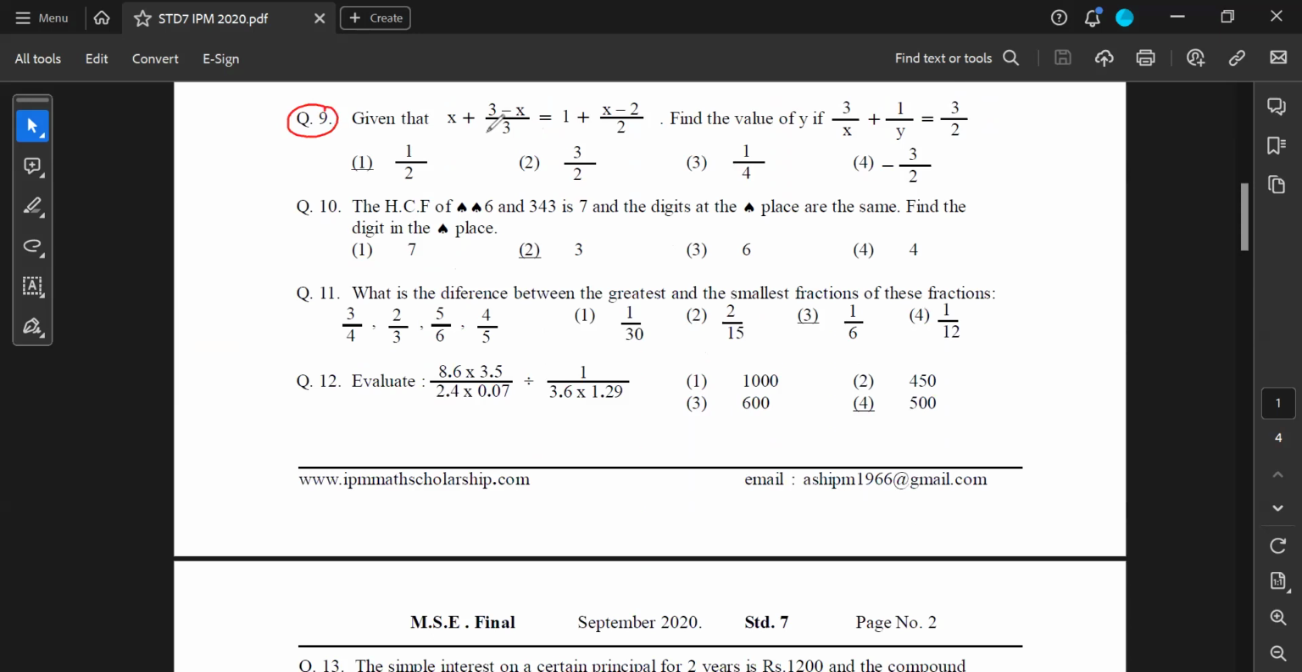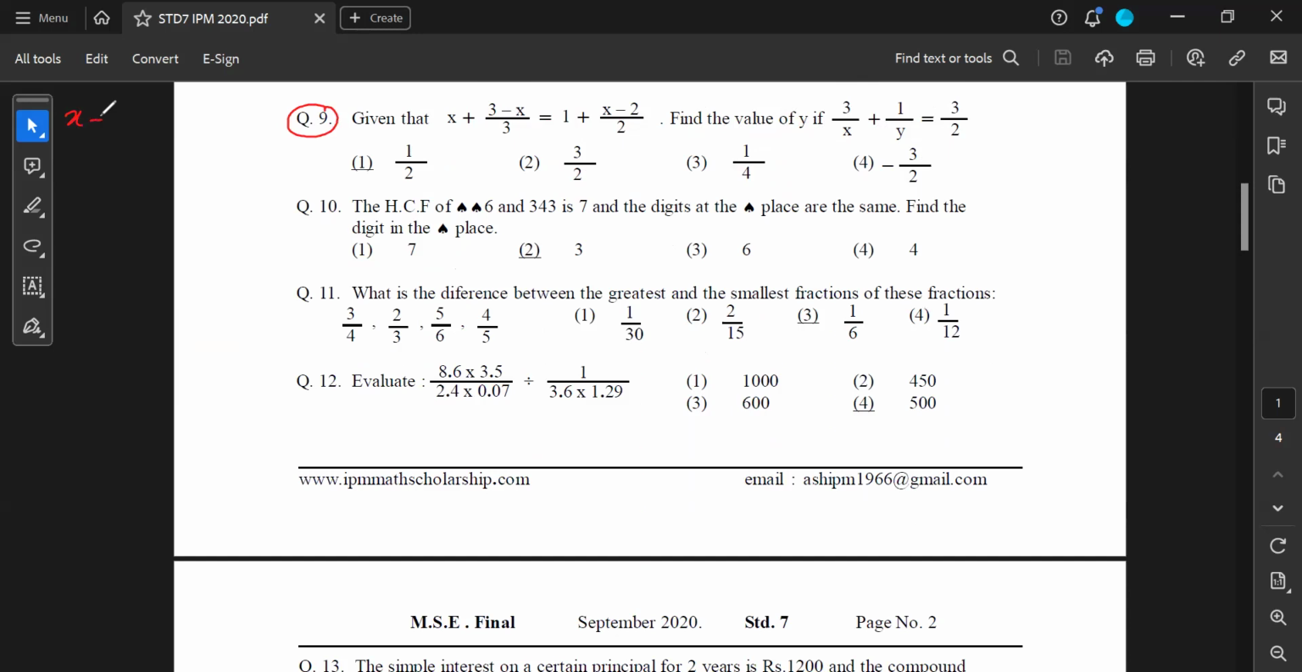Given that x equal to so and so, and 1 plus so and so equal to 1. Okay, so there is an equation given. Find the value of y if there is another equation. Okay, we have to solve two equations. We have to find x from this one and put x over here and solve this one to find y. And let's first solve this.